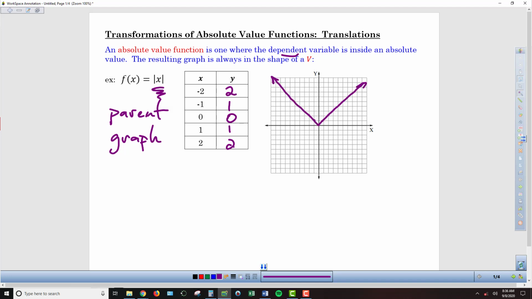And so again, this is the parent graph that we're going to use. This is what we're going to base all of our other graphs off of as we start to move it around the coordinate plane due to the introduction of various constants in various locations in our equations.